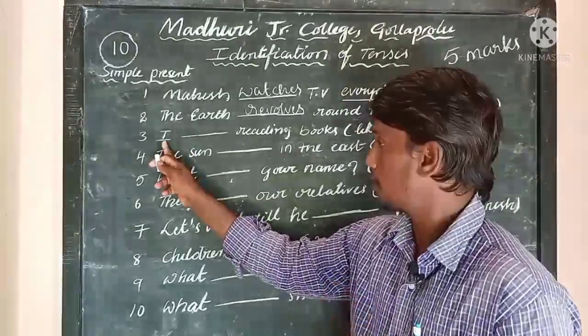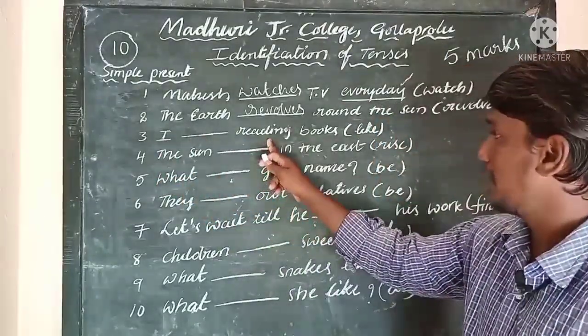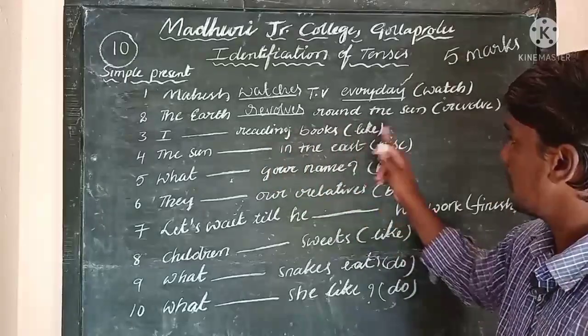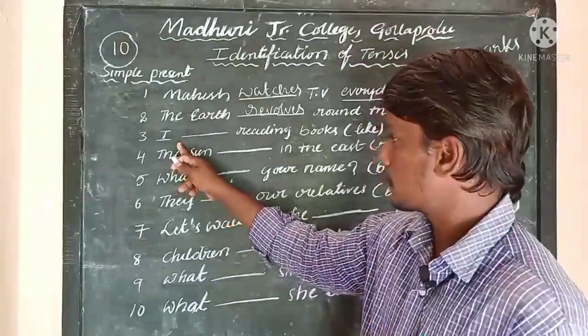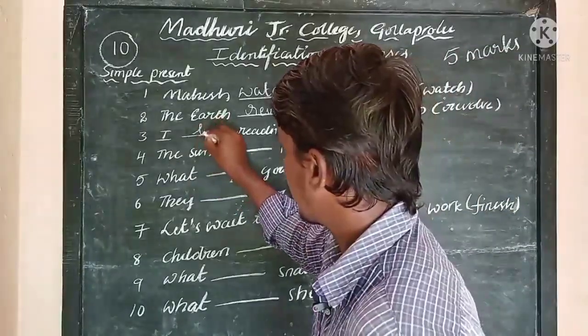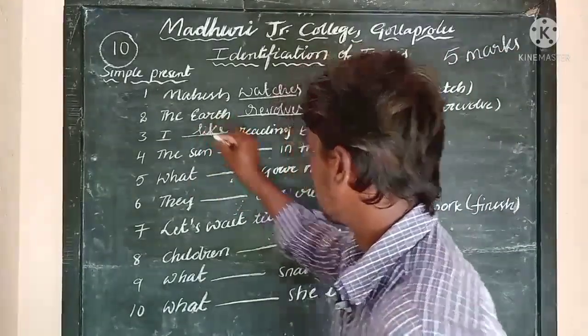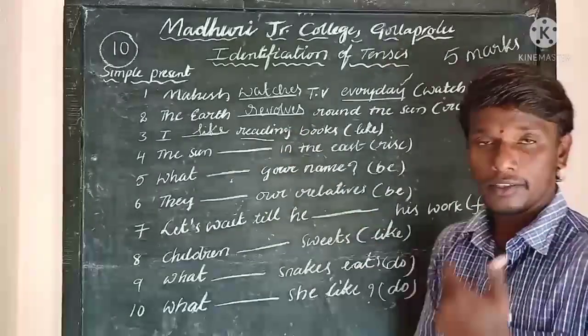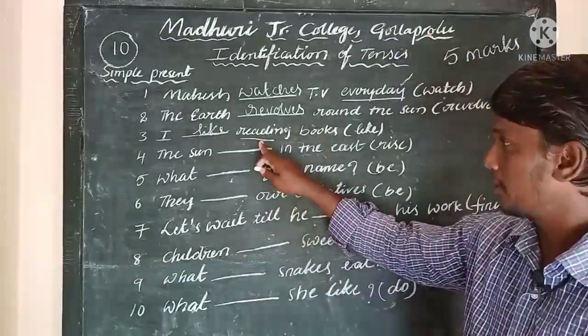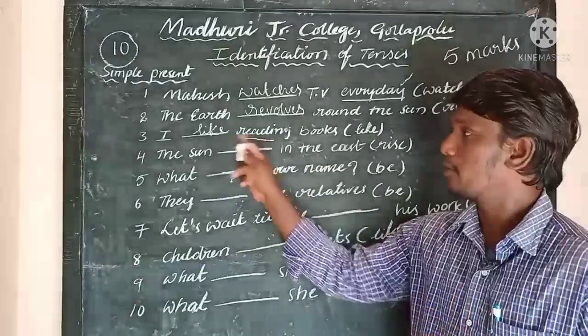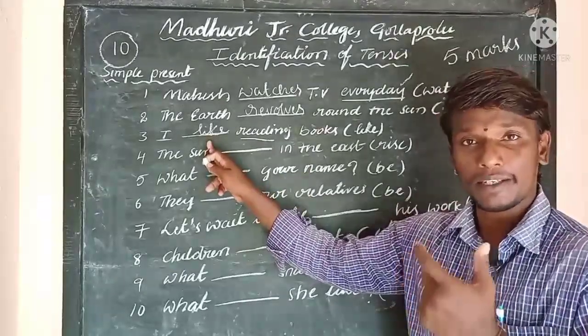Now coming to the third one. I is a pronoun given. I dash reading books. Here like is given. It is a first person, so you can write like as it is. When you find reading books, cycling or riding, whenever you find the gerund form, the verb can be written in V1.